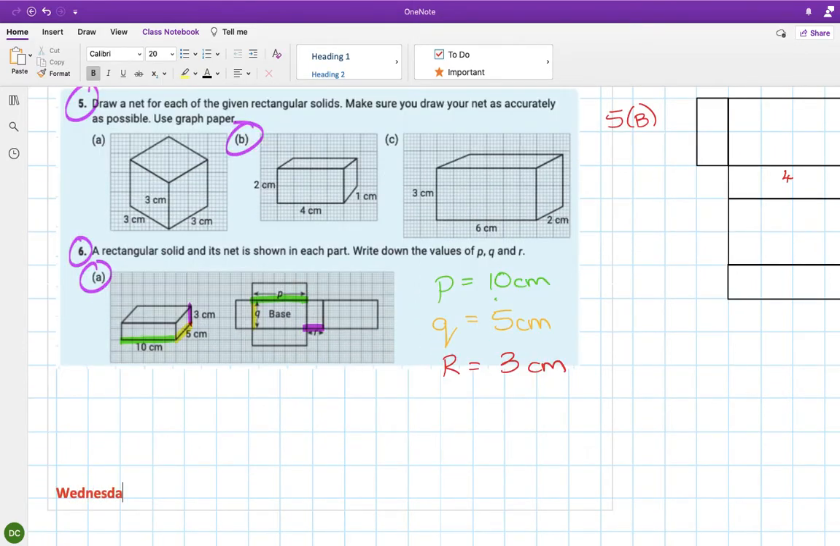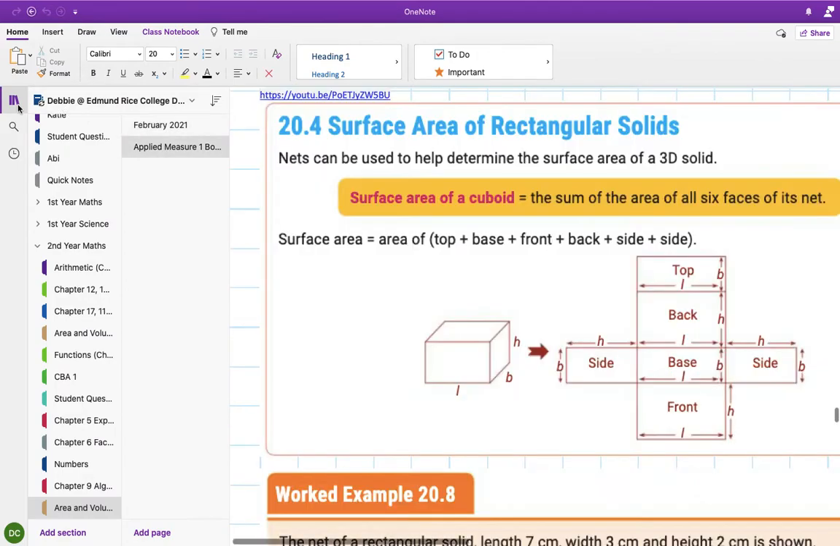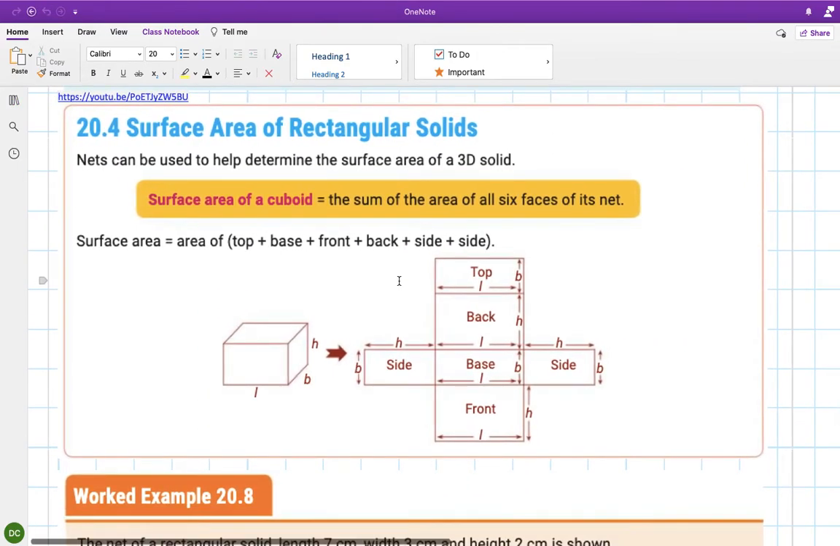Today is Wednesday the 24th of February. This is what we're moving on to: calculating the surface area of rectangular solids, okay? So we just spent the last class doing nets.